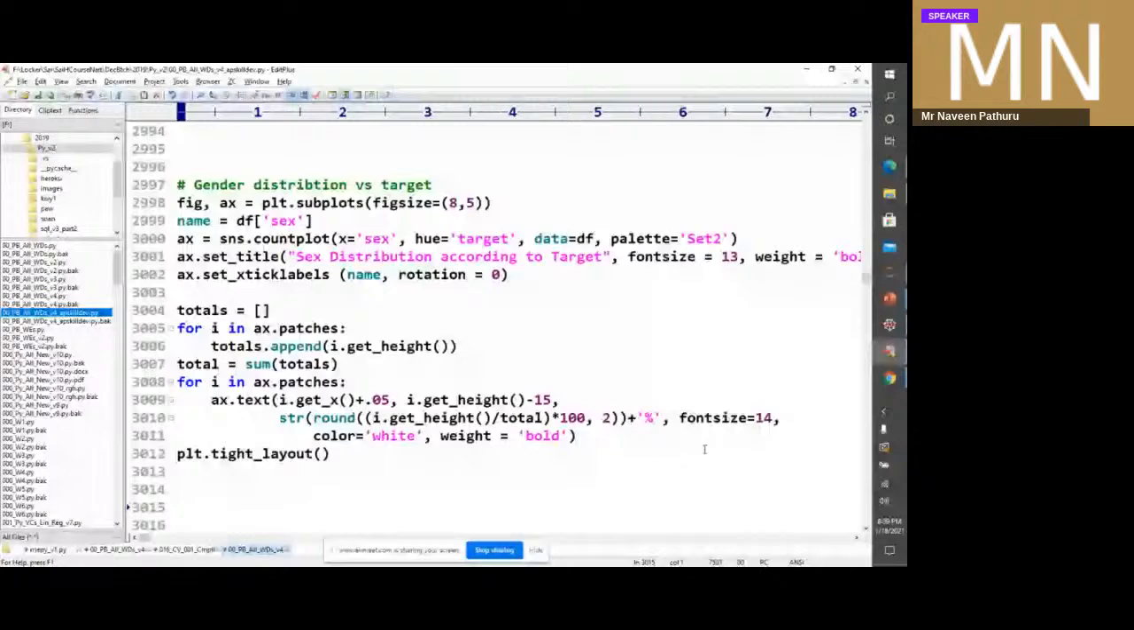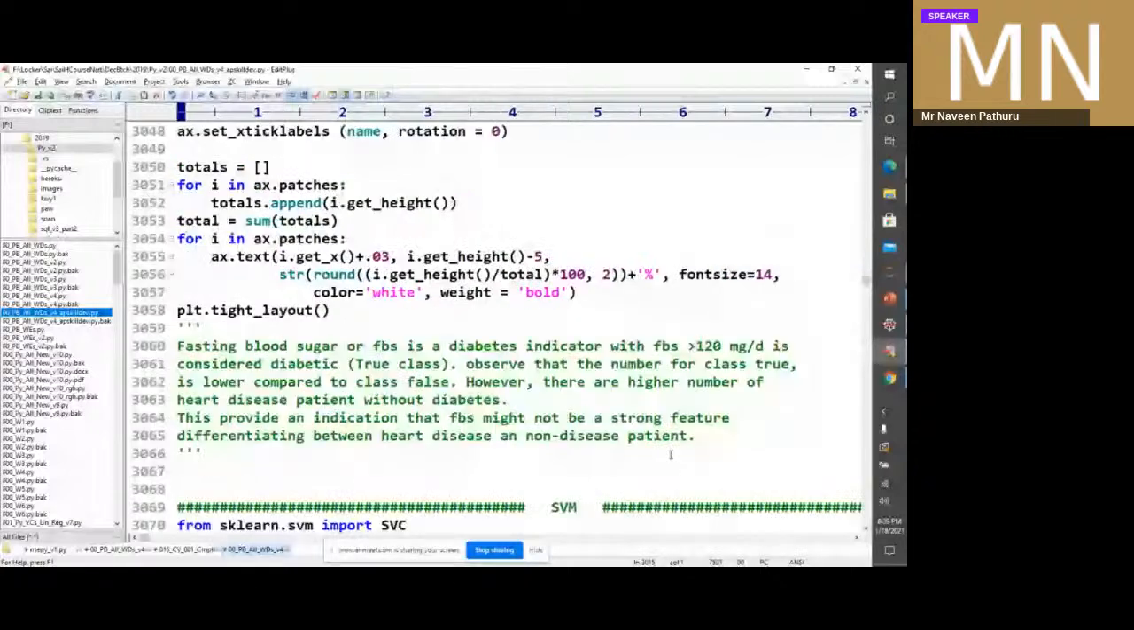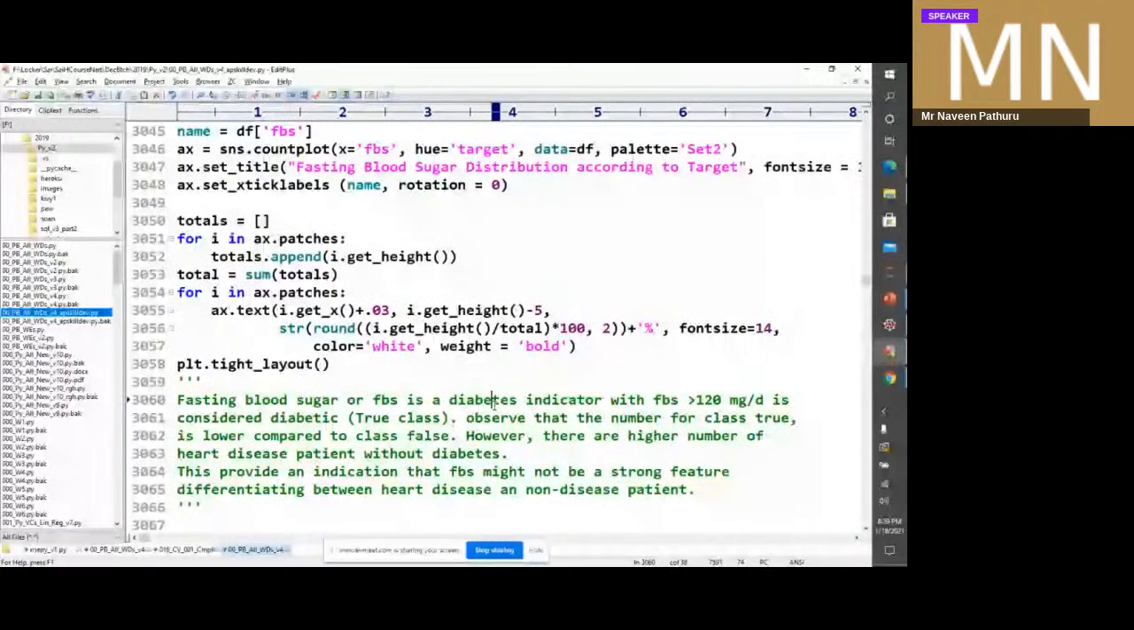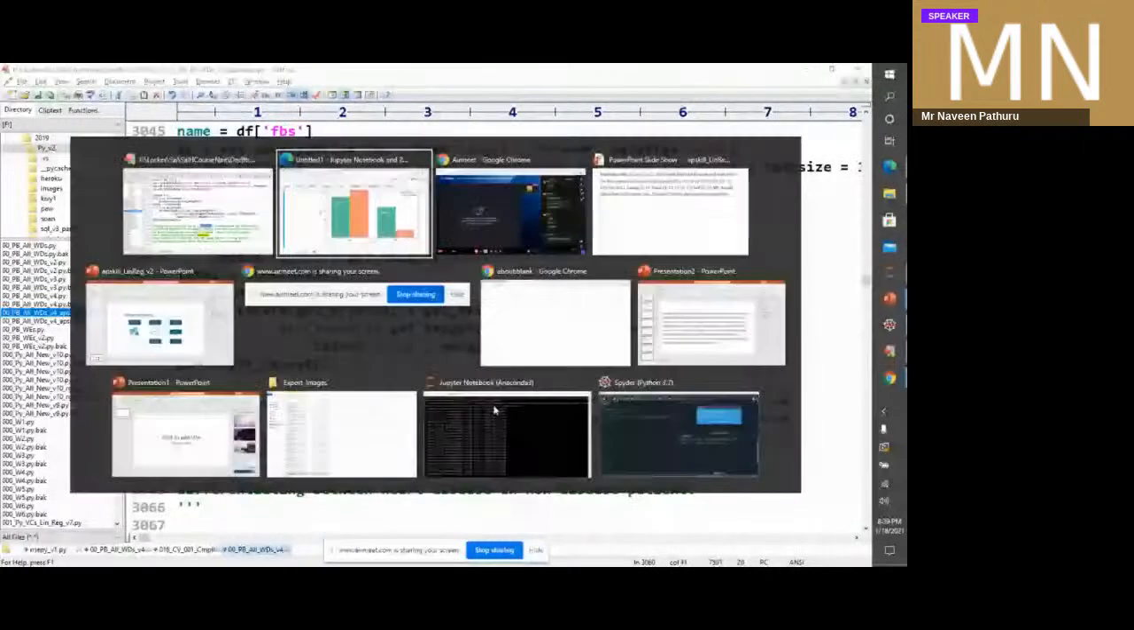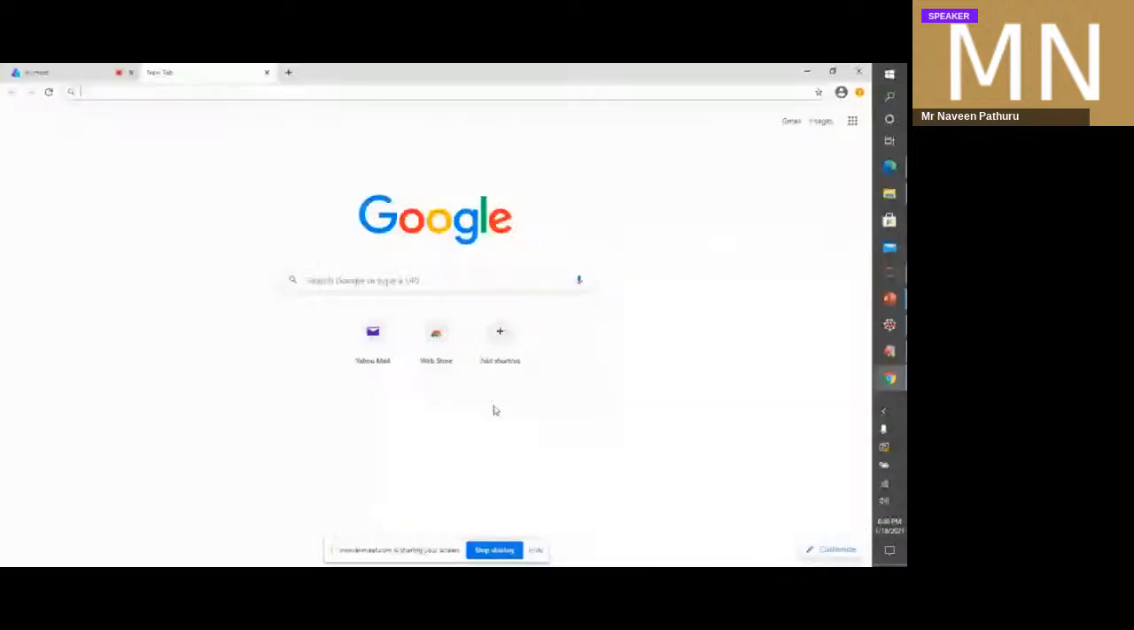Chest pain versus target, a similar kind of thing, and so on, guys. Okay, so again, there's a little bit of explanation, but I'll leave that for you in the documentation part of it, guys. But let's see.